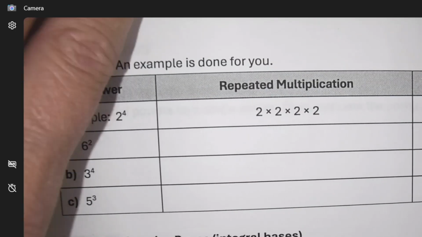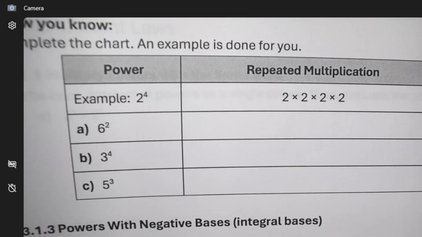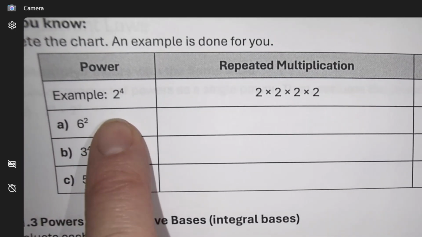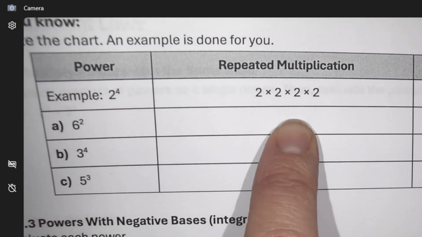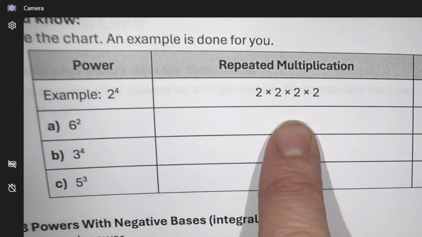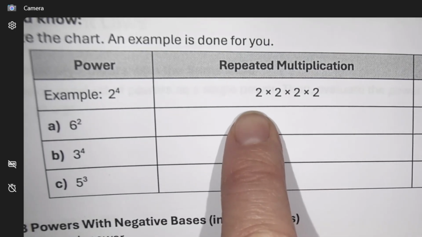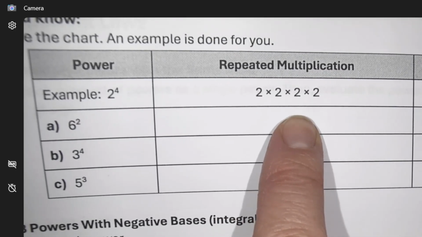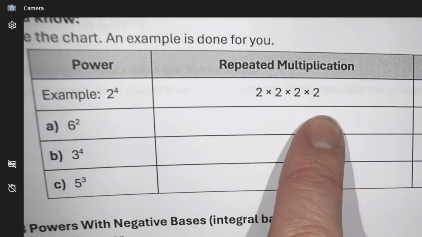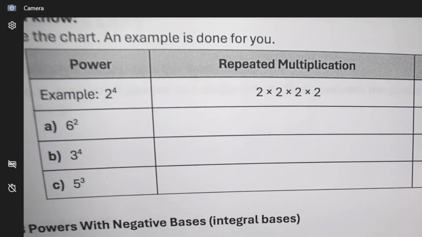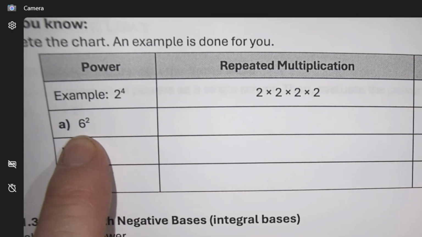Okay, so this is kind of a little bit of a chart. The example of the power was 2 to the 4th. To show you what it would look like if I expanded it out, you repeat 2 four times. So that was 16 on the evaluation. Evaluate means get me the number. Okay, so what am I repeating?